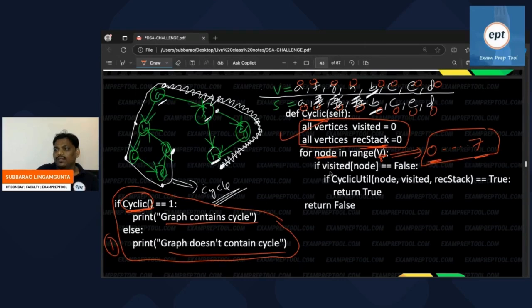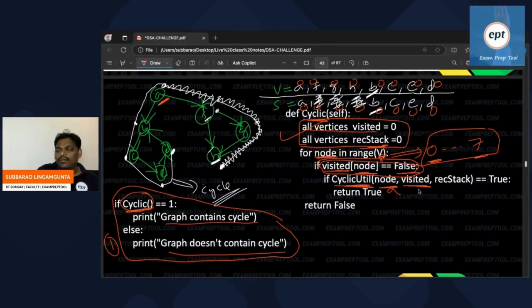You have to do this one thing. Check the widgeted of A, is it true or false. If it is false, meaning the node is not widgeted, then call one more function, cyclic until. The node which is not widgeted, A, you send, and one more thing, the widgeted array you send.